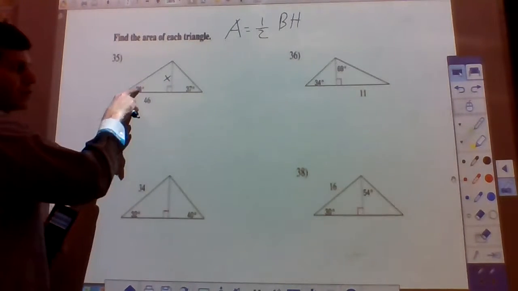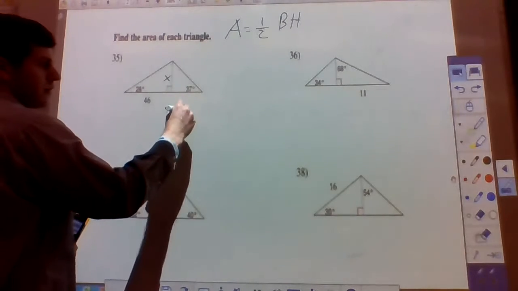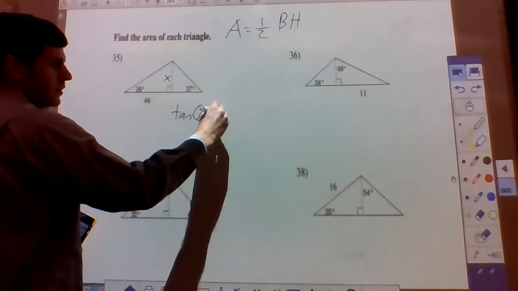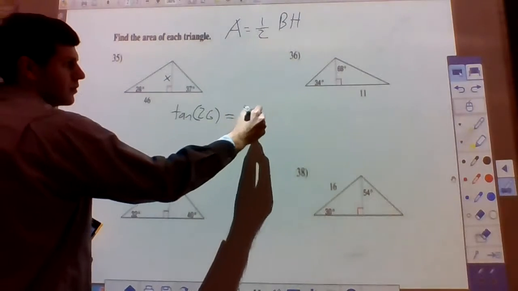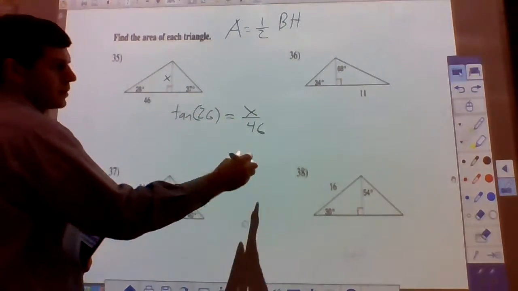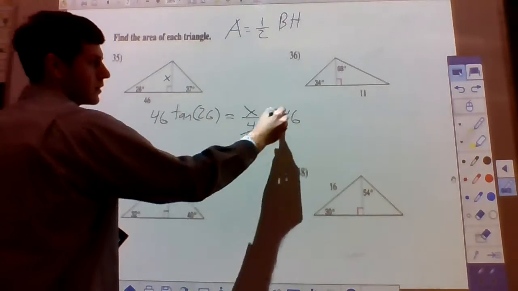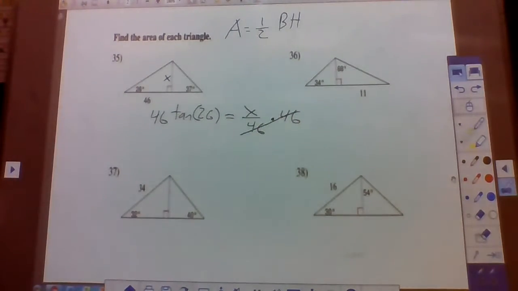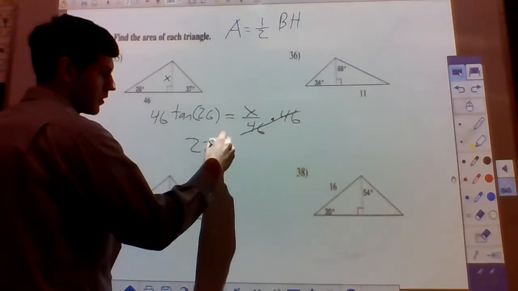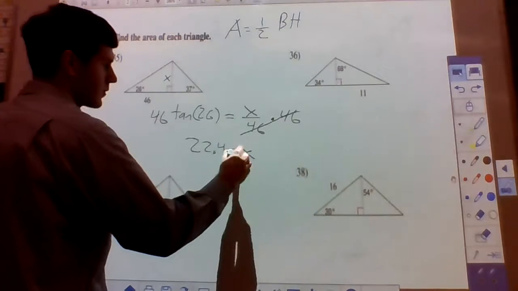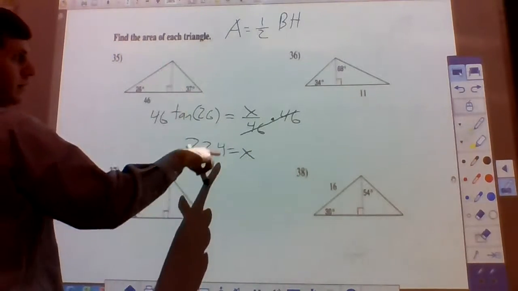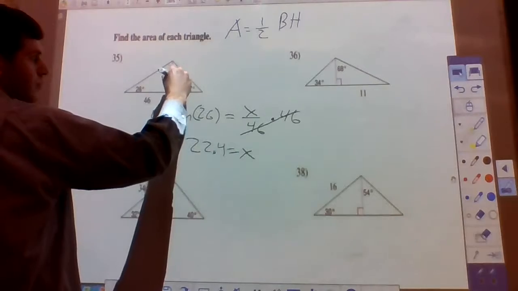So we can do tangent of 26 is going to equal x over 46. So we multiply both sides by 46. Okay. We're going to get 46 times the tangent of 26 is 22.4. Okay, so we know the altitude here, the height of our triangle, is 22.4.